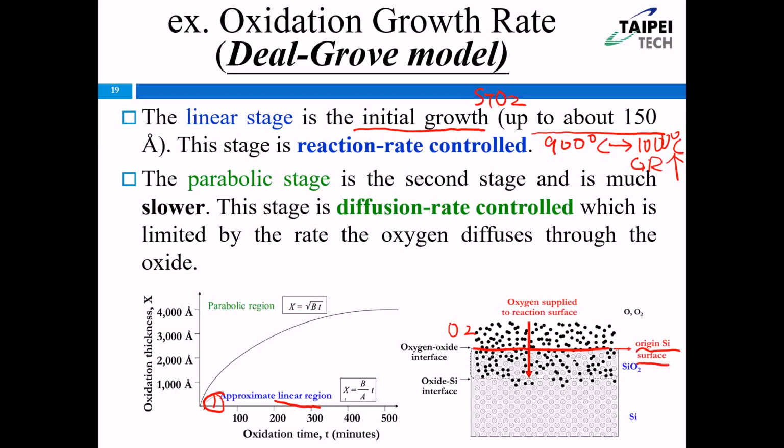Reaction rate control, or reaction rate controls the growth rate, and reaction rate just means the temperature. Reaction rate is determined by temperature. So if you increase the temperature, the growth rate can be enhanced a lot. So what does it mean? Reaction rate control means just controlling the growth rate.